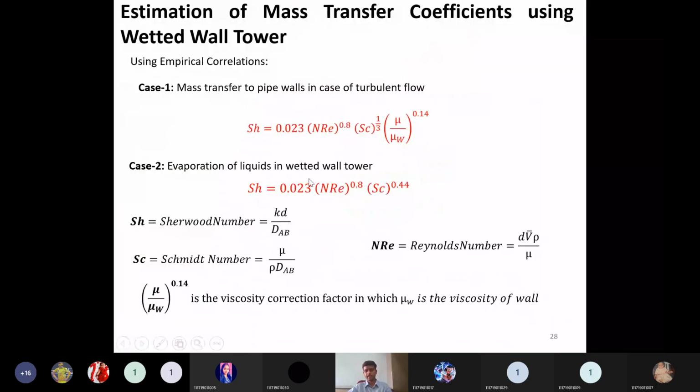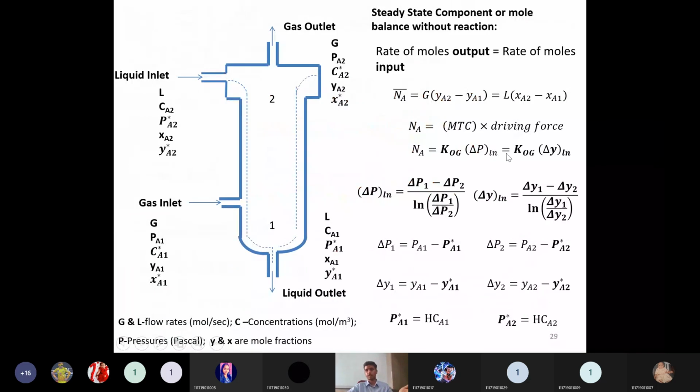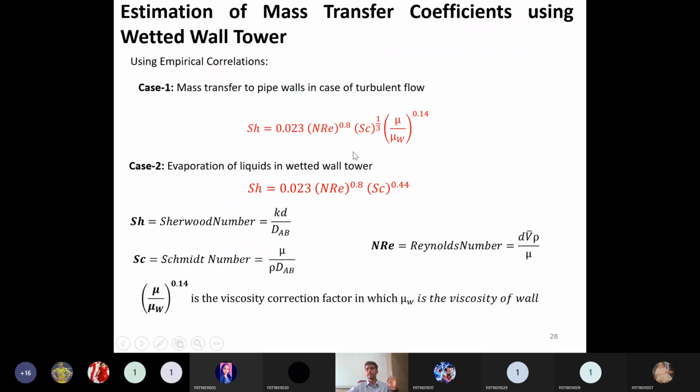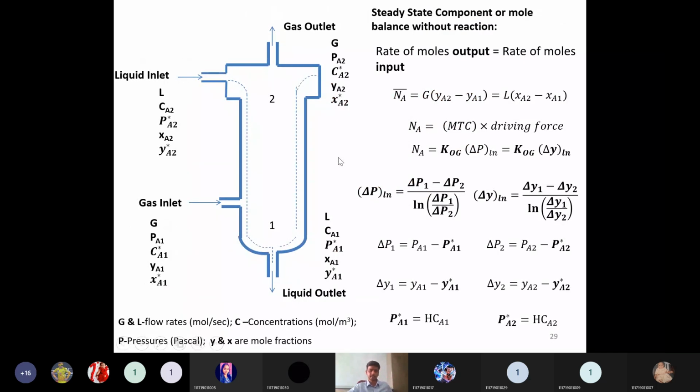Before coming to the next class, look at the slides once again. The formulas are all given in the notebook. Just try to revise and come. We will solve one or two problems based on these equations, which completes this unit. Then we will conclude the unit.